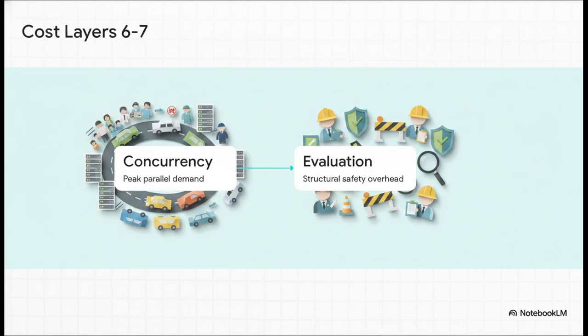Finally, we get to the system pressure layers. Step 6 is concurrency. 10 users spreading their queries out over an hour? Super cheap. But those same 10 users hitting the system in the exact same millisecond? Now you have a problem. That forces you to over-provision expensive server capacity, totally destroying any average cost calculations you made. It's like building extra lanes just for rush hour traffic. And step 7 is evaluation and guardrails. If you're building an enterprise-grade tool, you are paying for constant safety monitoring and quality checks. You gotta be the safety inspectors, right?